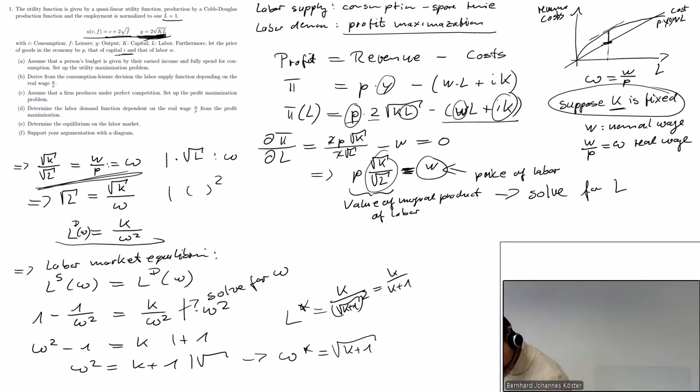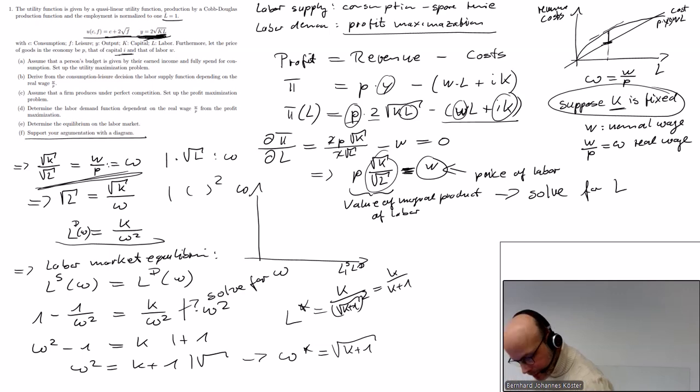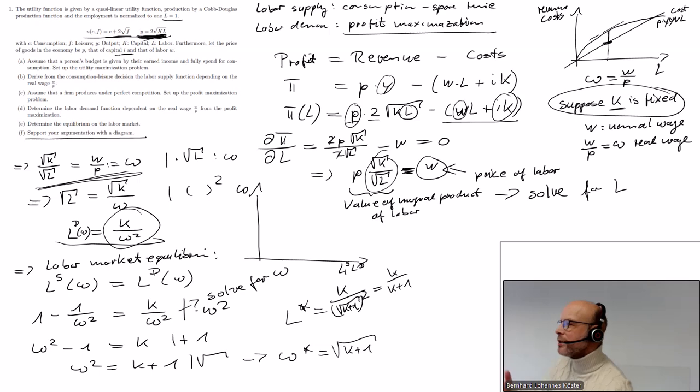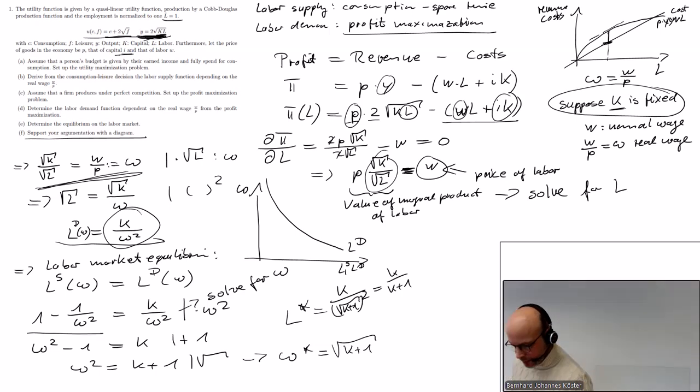And here also with a diagram, how can I sketch this labor market equilibrium? So labor demand here, this is roughly 1 over x squared. This looks also similar to 1 over x. This you should know. So this would be labor demand. Then a little bit more complicated is this one.